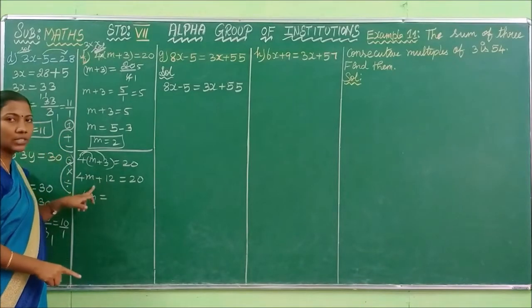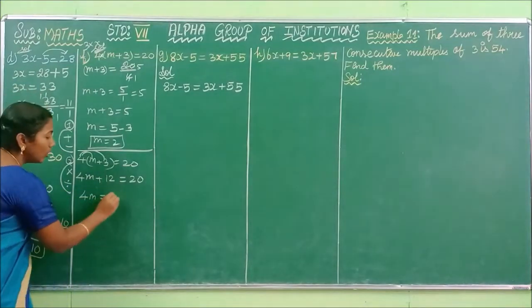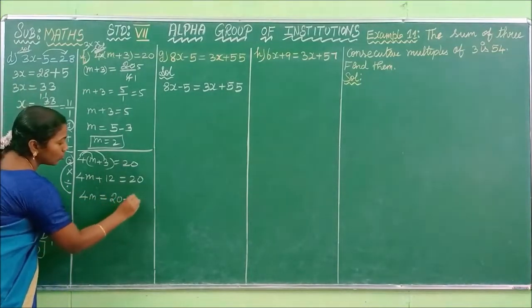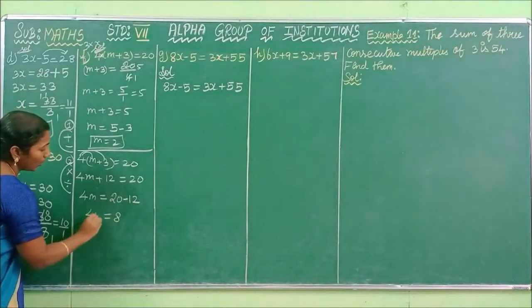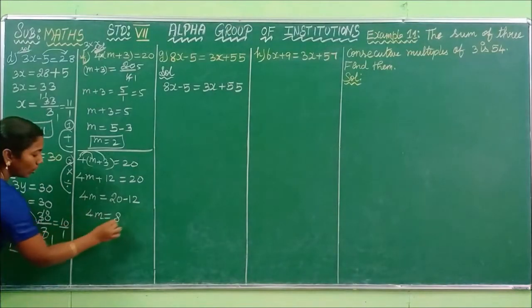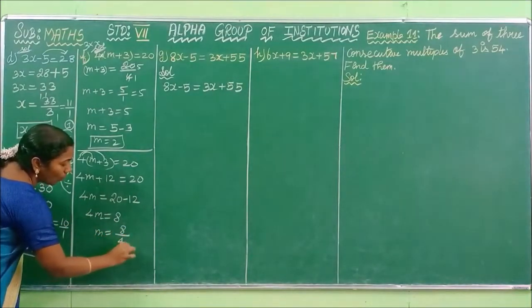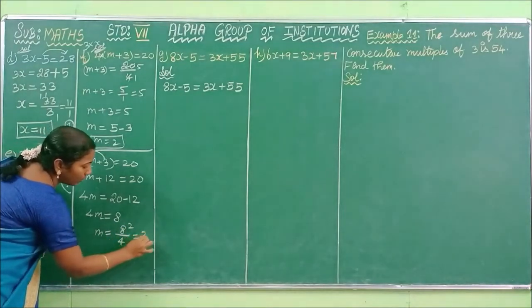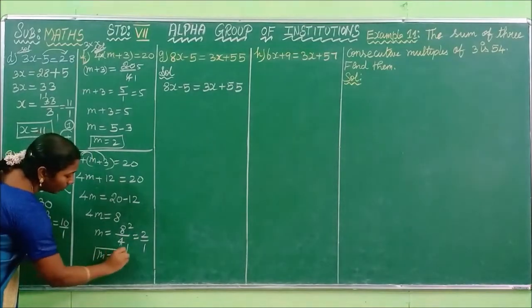Here 12 is in the process of addition. So you have to bring the term first to the right hand side. So 20 minus 12, what is your answer? 8. So 4m equal to 8. We have to find the value of m. So bring the 4 now to RHS. So m equal to 8 by 4. 4 ones are 4, 4 twos are 8. So 2 by 1. So 2 by 1 can be written as 2. Thus m equal to 2.